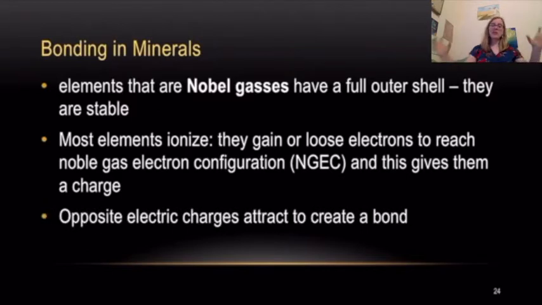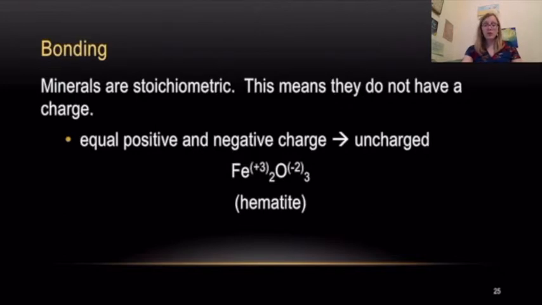At that point, we can get some ionic attraction between the negative and positive valences. Minerals are stoichiometric. When we say stoichiometric, we mean that they are electrically neutral. So here's a good example. We've got a positive charge equals a negative charge.